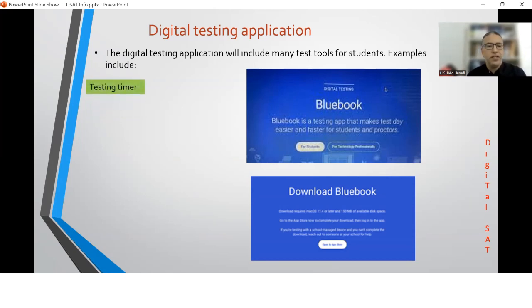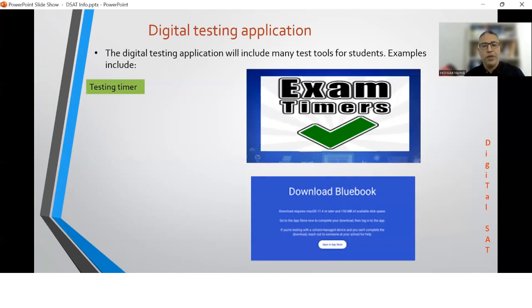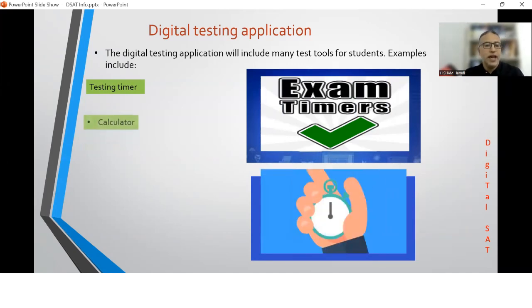What are the benefits of using this? In the Blue Book, while you are practicing, you have a testing timer. It shows when you are going to finish, how many minutes are left, and how many questions are left. What else? I have a calculator, and I'm going to speak with you about the calculator more.